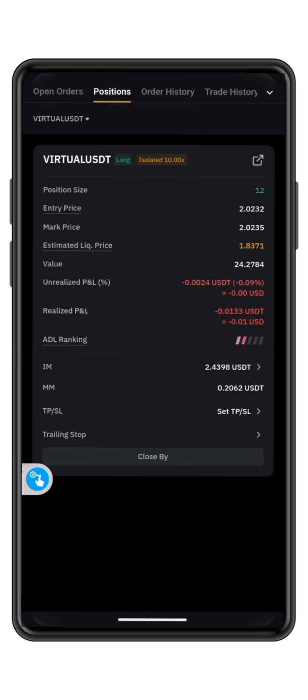Let's go back again. Here is my entry price, that's the price you enter the market. Market price is the current market price. Estimated liquidation price, I explained it: once the price drops to this, I'll be liquidated. Liquidated means this platform, Bybit, is going to close this trade. Value is the notional value of the trade I opened, the position size, which is the same as 12 times my entry price. 12 times my entry price gives me this.